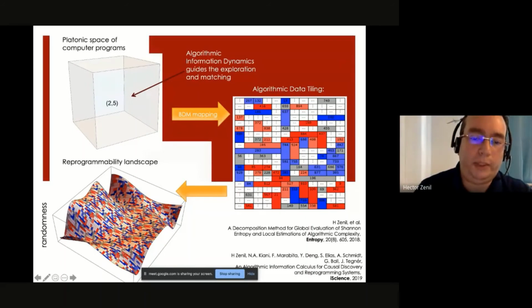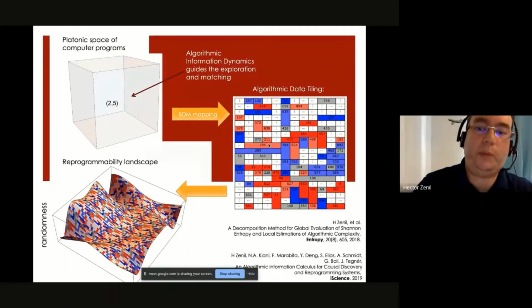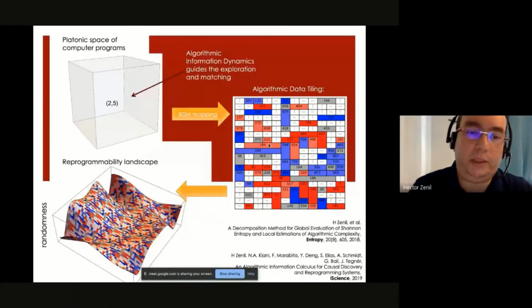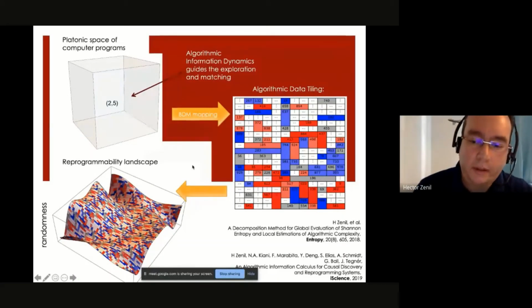And then you can map this one into some sort of landscape, where we have done interesting things related to reprogrammability. Because now the question is, what would it take for these small pieces that are suggesting random perturbations to come back to the original description, the low algorithmic complexity description. So there's a process of reprogramming some parts of the object into a low complexity state. And that basically gives you a reprogrammability landscape.